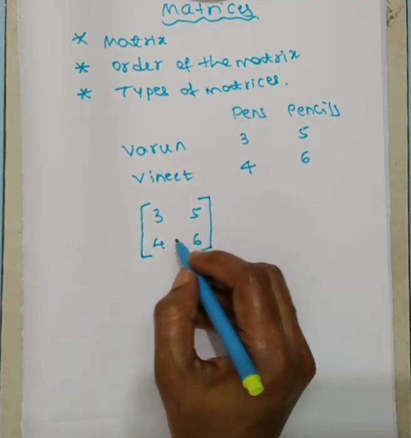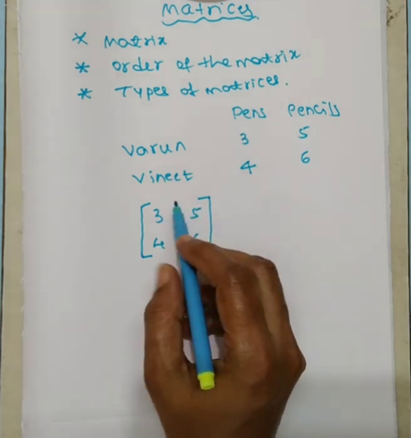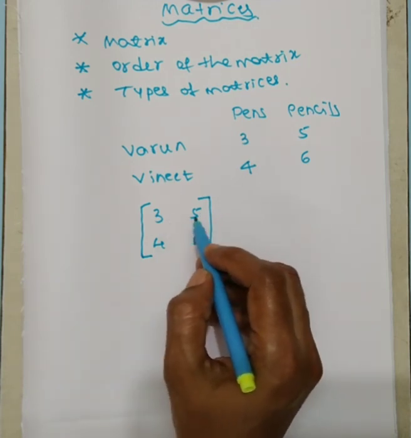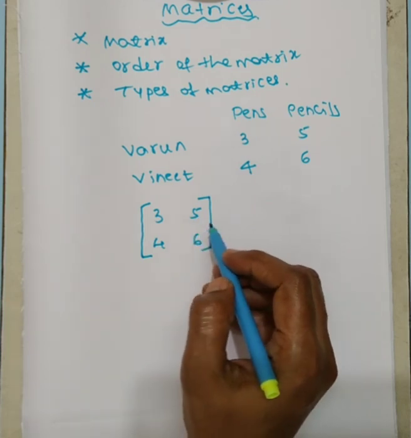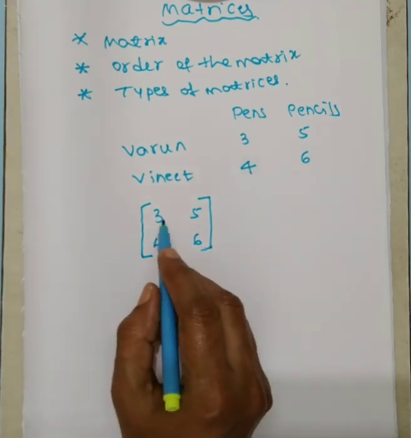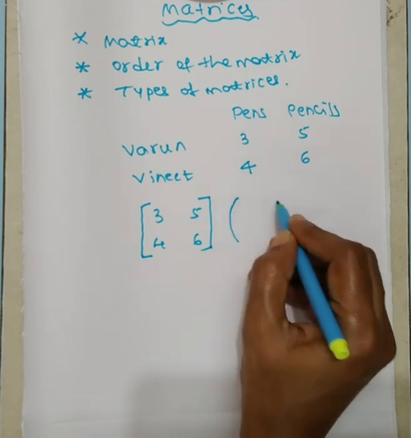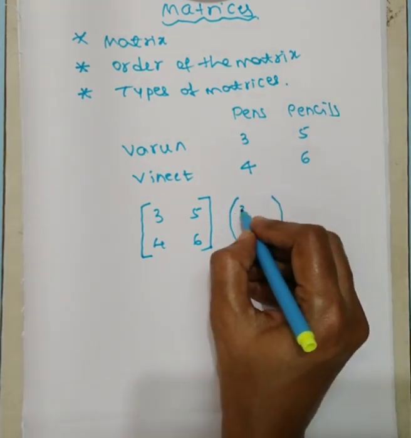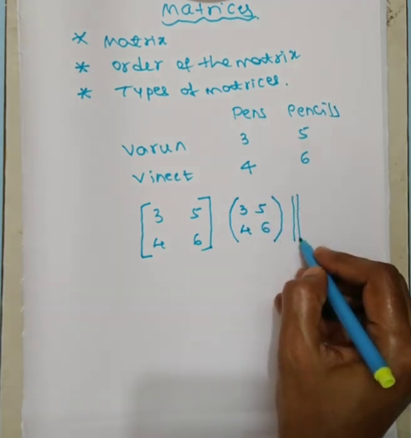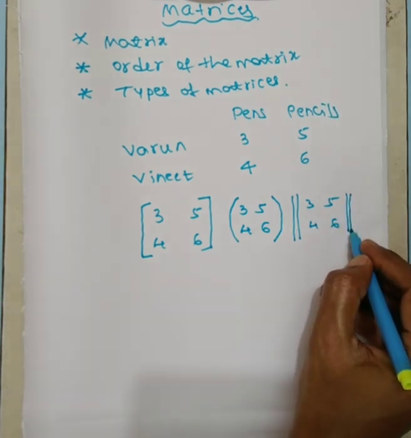Now this arrangement of numbers is called a matrix. Or we can say that a matrix is an ordered rectangular array of numbers. I'll repeat, a matrix is an ordered rectangular array of numbers. These numbers are called the elements or entries of the matrix. In some books we can use this symbol also, so we can write the matrix in this form also, that is 3, 5, 4, 6. This also represents a matrix.